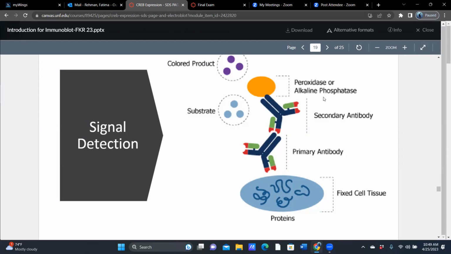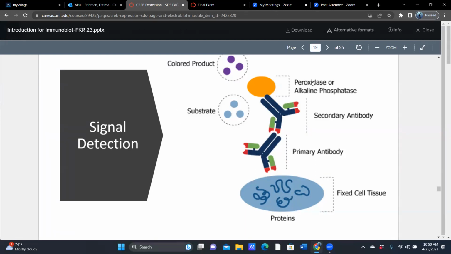If you have alkaline phosphatase, you can do it in the chemiluminescent way. You can also create a colored product like we did. Remember, we produced a colored product that was visible as a purple band on the blot itself. So we didn't have to do anything else for it.